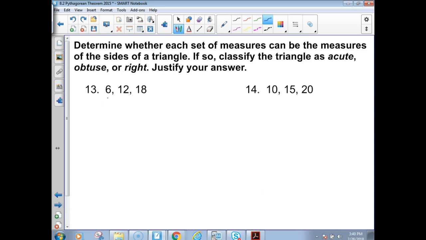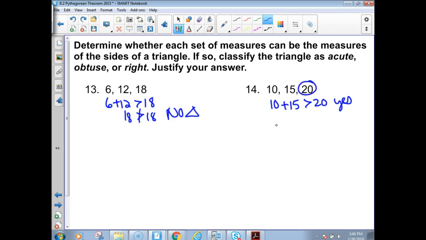Number 14, first say 6 plus 12, is that greater than 18? The answer is no, because 6 plus 12 is 18, and 18 is not greater than 18, so we have no triangle. You don't continue on at all. Next, add 10 plus 15, it must be greater than 20, and that's a yes. So classify it. Start with the largest side, 20. 20 squared is 400, compare that to 10 squared plus 15 squared, which is 100 plus 225, or 325. 400 is greater than 325, so we've got an obtuse triangle.